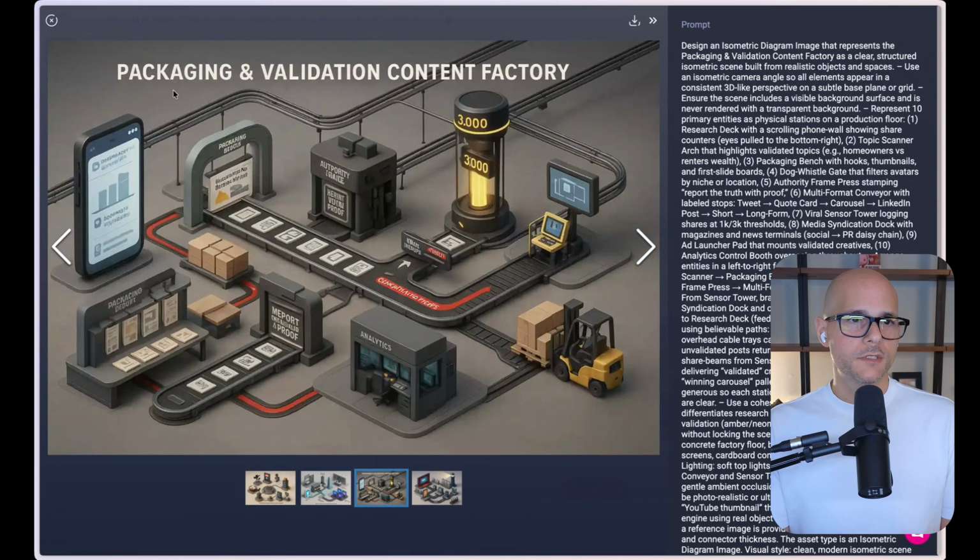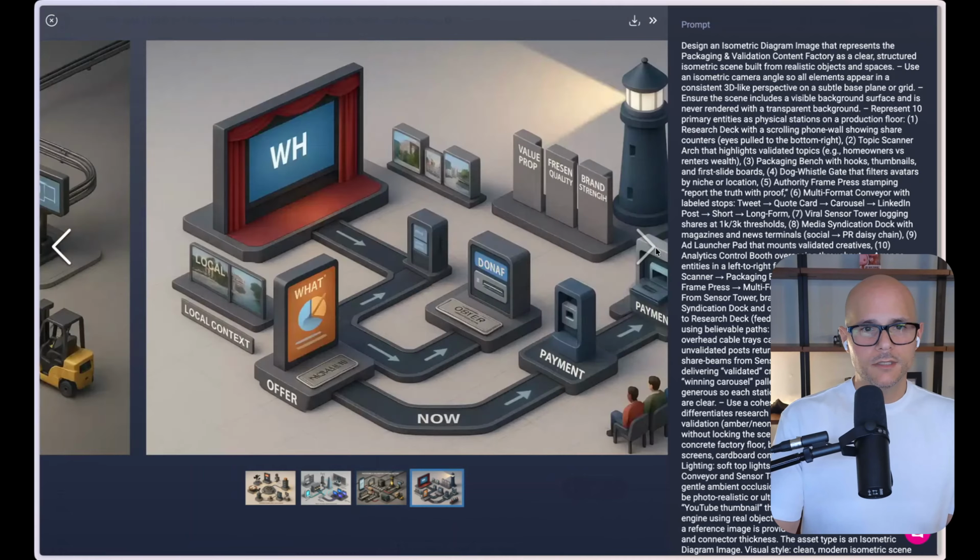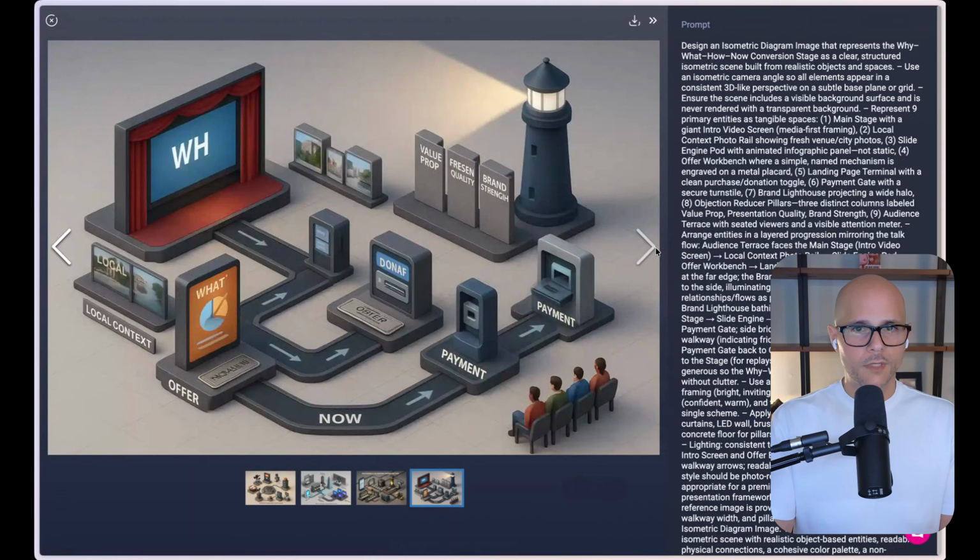Here's another one. This is talking about packaging and validation content factory. Again, it's another isometric view of a diagram that helps to represent this. And let's see, last but not least, boom, here is another one. This is talking about the conversion stage. Now look at this, right? It puts together a nice stage with the red right here, the screen, and you can see how everything flows into each other. And the audience sitting right here in the corner.